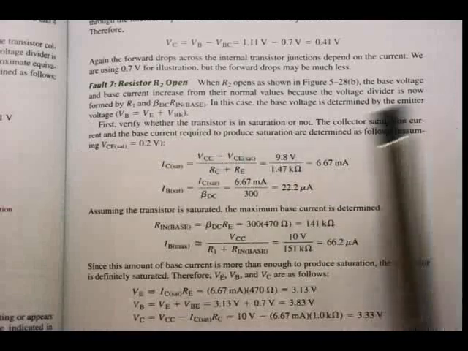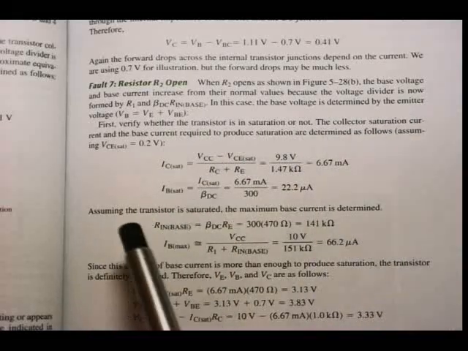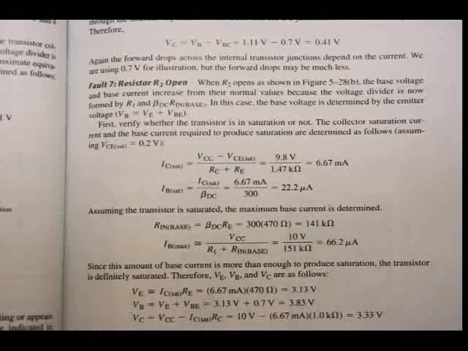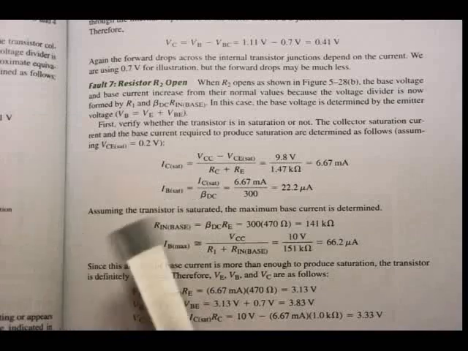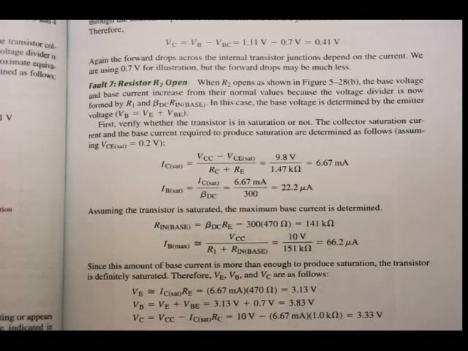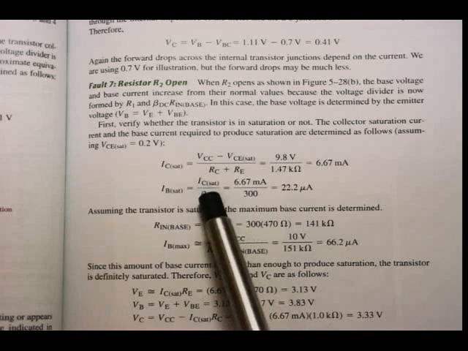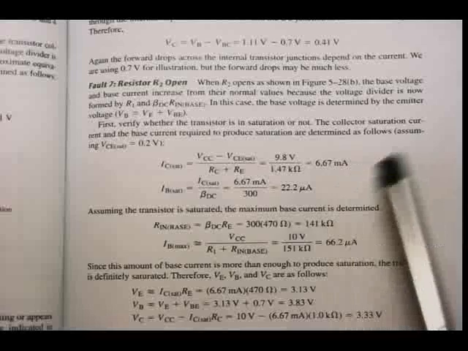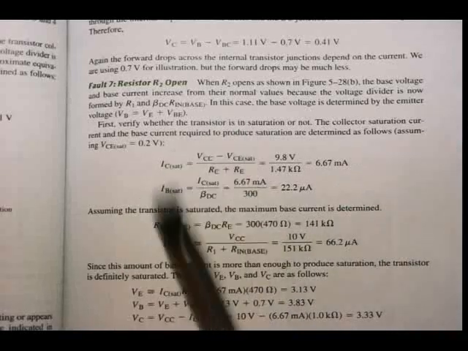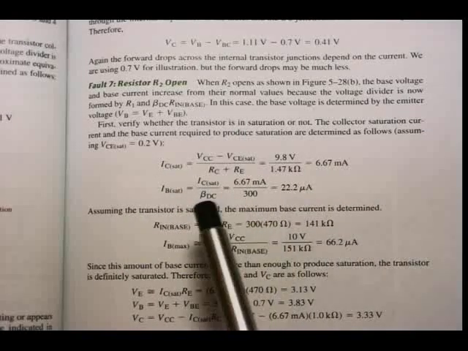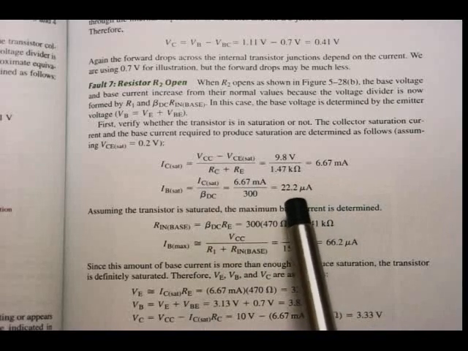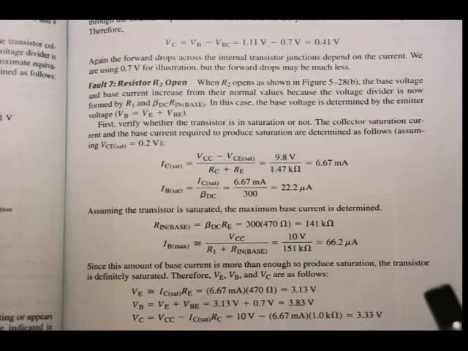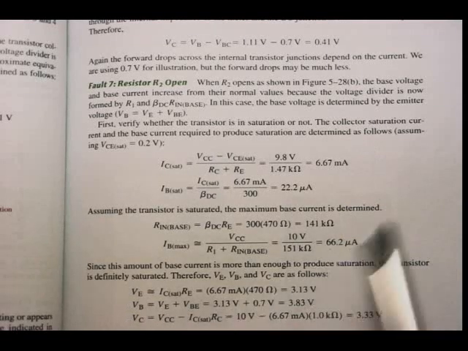So you have to do some calculations first. How do I calculate for saturation? Again, we normally assume VCE sat to be approximately 0.2 volts. So IC sat is VCC minus VCE sat divided by the total resistance, which in this specific circuit is RC plus RE. I get a saturation current of 6.67 milliamps. Then I can calculate IB sat by using the ratio of beta, and I get a current of 22.2 microamps.